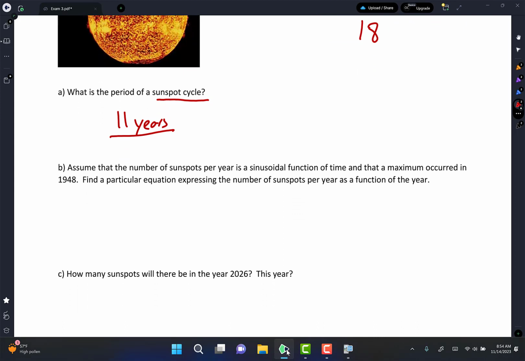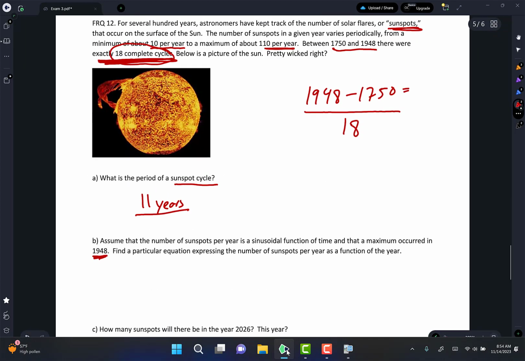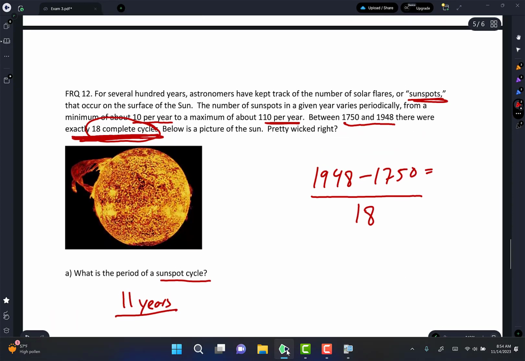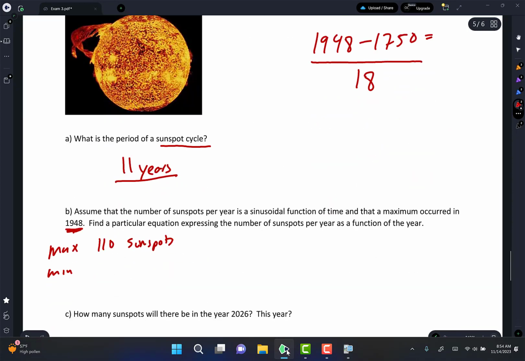All right. Assume that the number of sunspots per year is a sinusoidal function of time, and it is, by the way, if you Google it, if you go to NASA, and that a maximum occurred in 1948. So there's my maximum. Find a particular equation expressing the number of sunspots per year as a function of time. Okay, here we go. I know that I have a max of 110. I'm talking about the number of sunspots. Max, 110 sunspots. And min, what's my min? 10 sunspots. So if that's my max and that's my min, I can find.